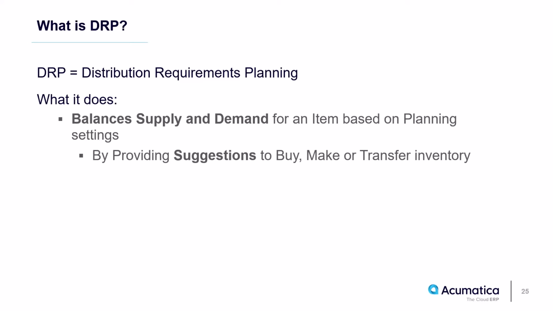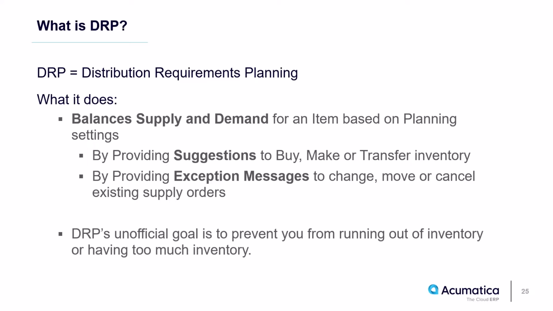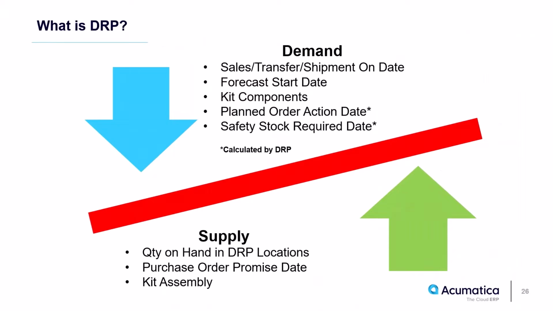DRP provides suggestions to buy, make, or transfer inventory, and provides exception messages to alter existing orders with the unofficial goal of preventing you from running out of inventory or having too much inventory. It is the process of balancing supply and demand for a given item based on planning settings.